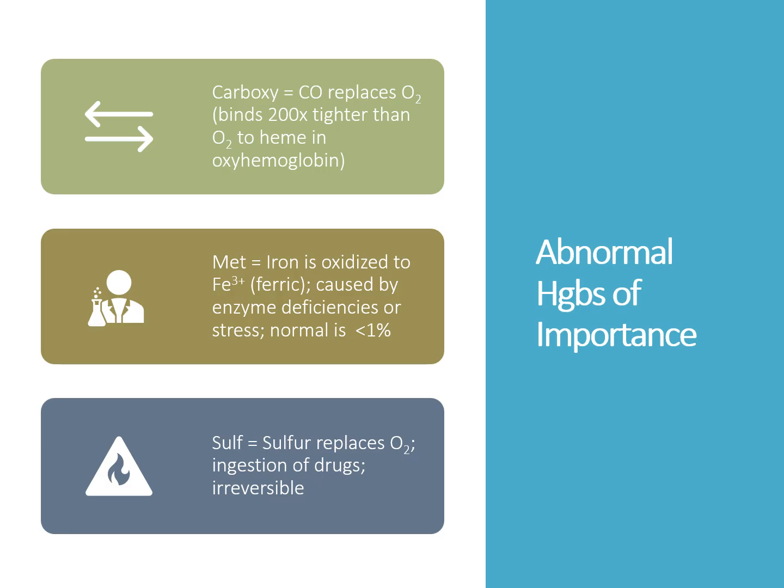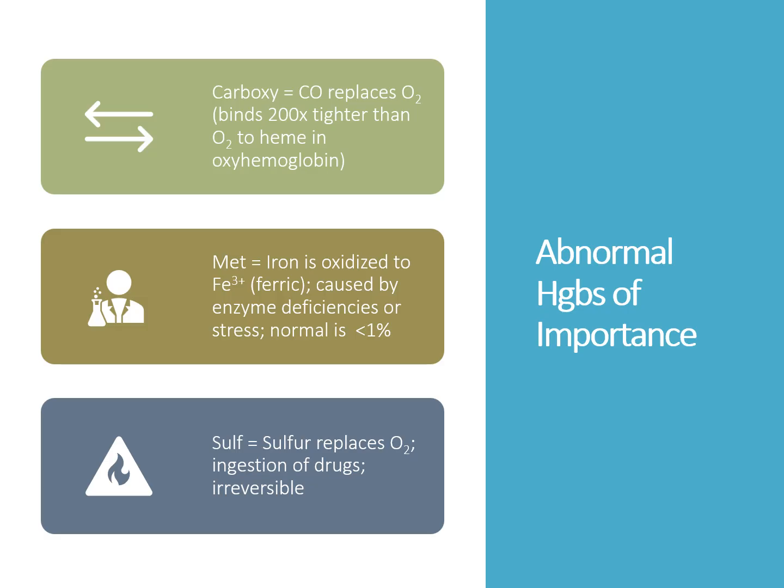I always like to tell my students that our body is amazing at compensating for difficulty. But sometimes there are things that can trick our body into thinking it's compensating, but it's really just being tricked. And in this case, we're going to see that with some of our abnormal hemoglobins of importance. Now, the reason why these are important is because they're common and they can cause health problems or sometimes demise in the case of severe events. So the first one is probably the most common, and you've probably heard about it. It's carboxyhemoglobin, and this is commonly referred to as carbon monoxide poisoning.